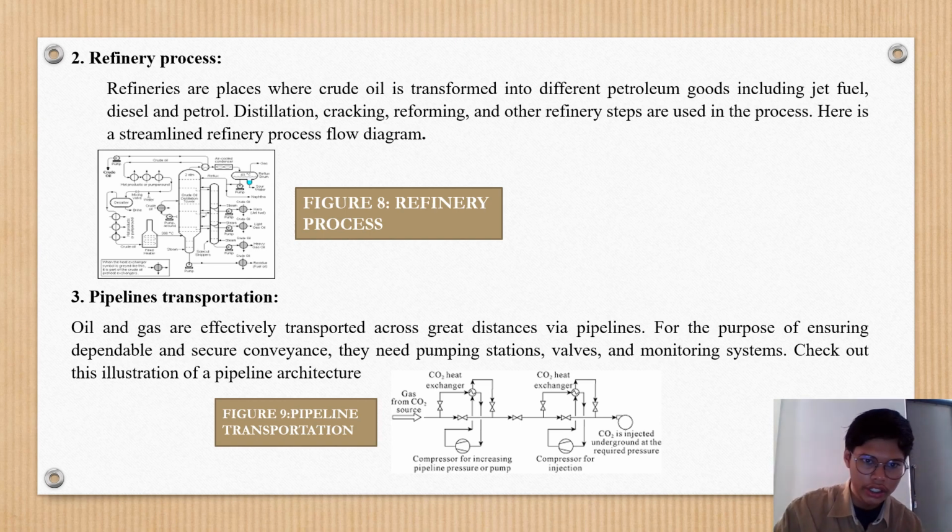Pipeline transportation. Oil and gas are effectively transported across great distances via pipelines for the purpose of ensuring dependable and secure conveyance. They need pumping stations, valves, and monitoring systems. Check out the illustration of a pipeline architecture.